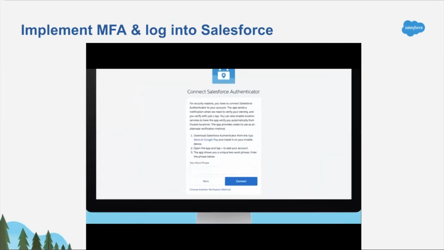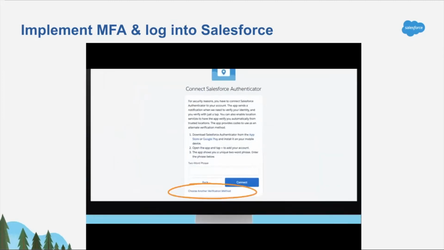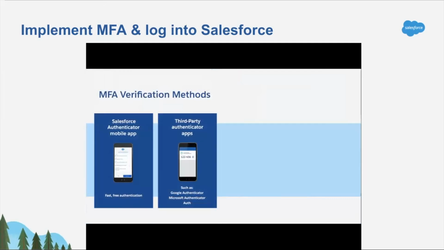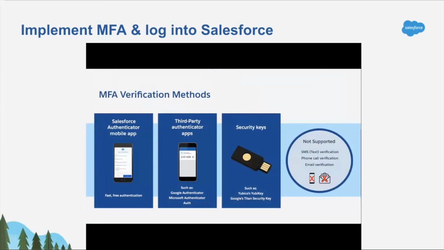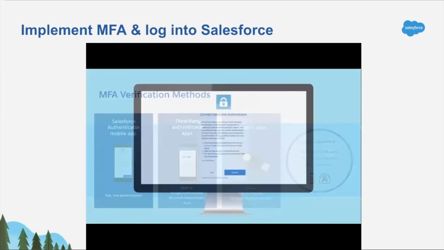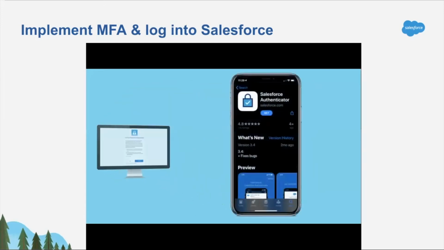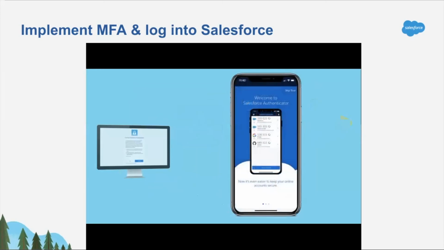Salesforce allows several types of verification methods for MFA, including the Salesforce Authenticator app, third-party time-based one-time password apps like Google Authenticator, and U2F compatible security keys, such as Yubico's YubiKey. Salesforce Authenticator is a free mobile app for iOS and Android devices. Karen is going to use this app as her verification method. She starts by installing Salesforce Authenticator from the App Store or Google Play. After she installs Salesforce Authenticator, she launches the app and takes a quick tour.